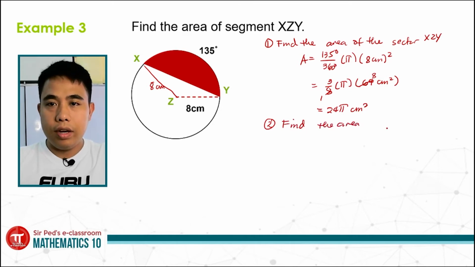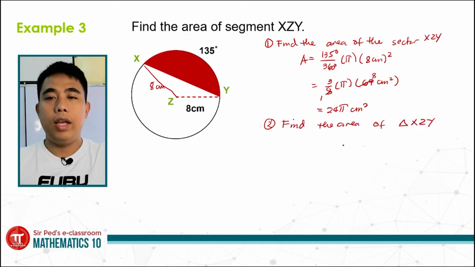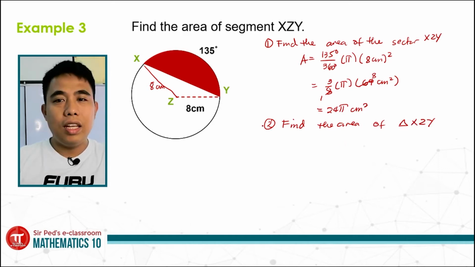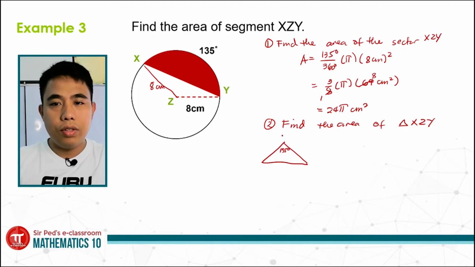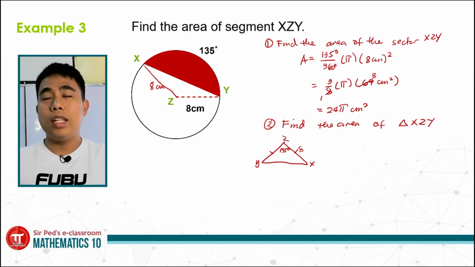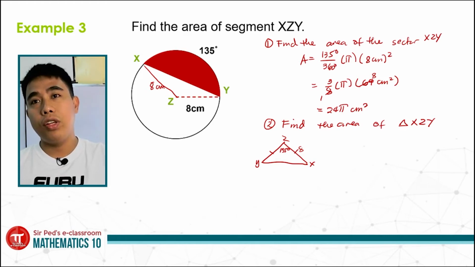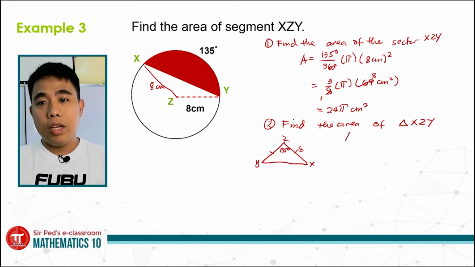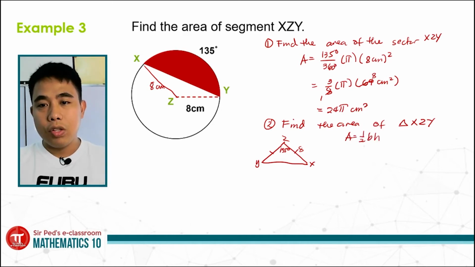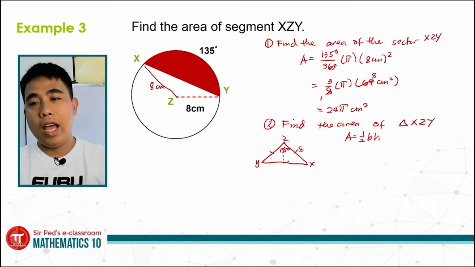Second step, find the area of triangle XZY. Notice that our triangle, so if that is 135 degrees, so this is Z, that is X, and that is Y, this is 8 and 8. It is not a special triangle. It is difficult for us to find the area of a triangle which is not a special triangle because our formula is 1/2 base times height. Tama ba? So difficult sa atin yung pag-find ng height ng triangle.